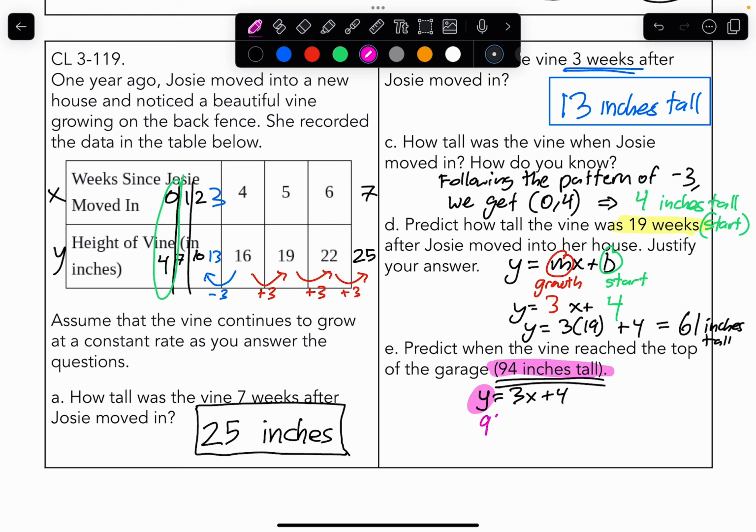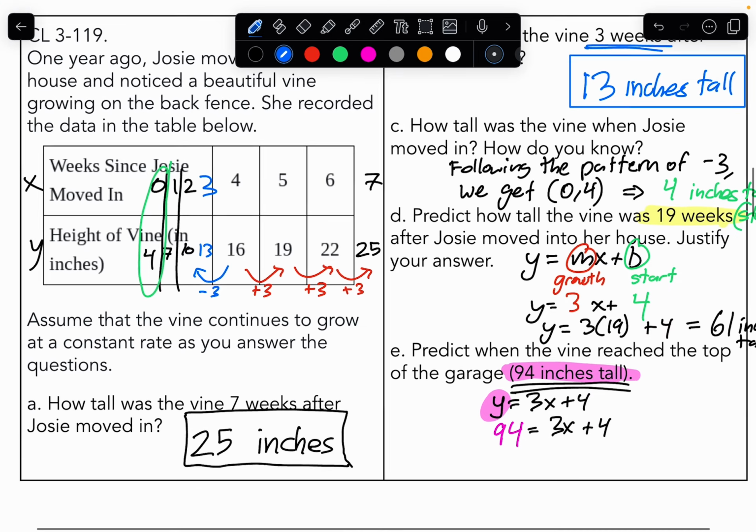So 94 equals 3x plus 4, and solve. Okay, so 94 equals 3x plus 4. That means what number would we need to put in to get to an output of 94 inches tall? I'm going to subtract 4. That gives us 90 equals 3x.